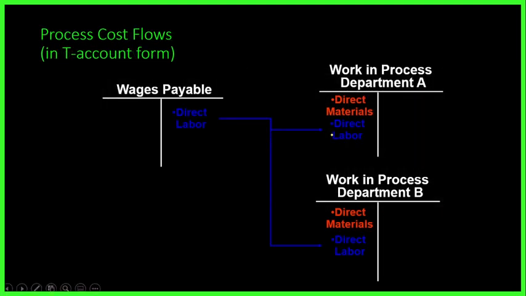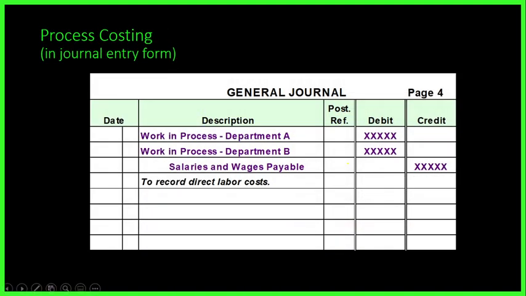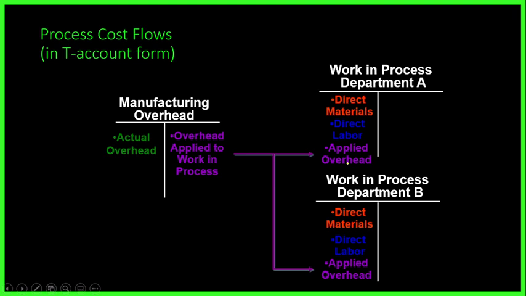Now, what if you incurred direct labor? So, this is now the journal entry. Again, this is under the assumption that they are incurred simultaneously, no, for Department A and Department B. Okay? That's the journal entry. And for overhead, okay, same entry as job order costing.